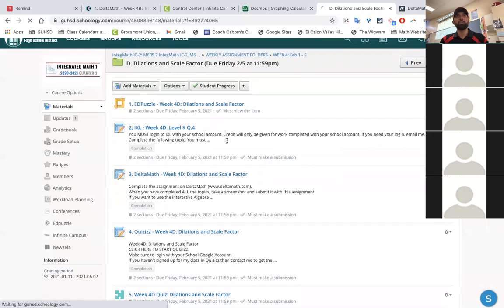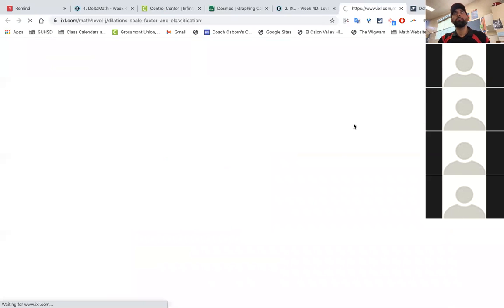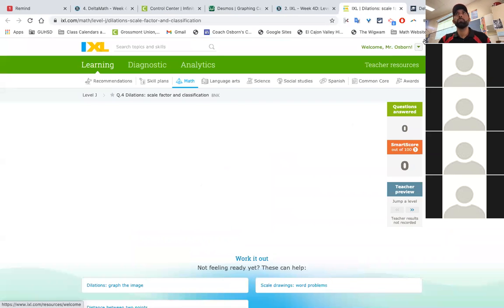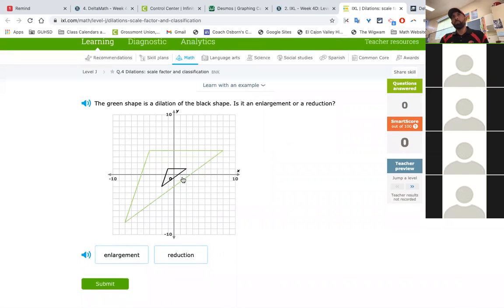All right, so first let's start on the IXL for dilations and scale factors. Now remember, dilations means that we're changing the size. Rigid transformations, not changing the size. All right, so this one here, and don't forget to sign in when you guys start these. Okay, so these are pretty simple.